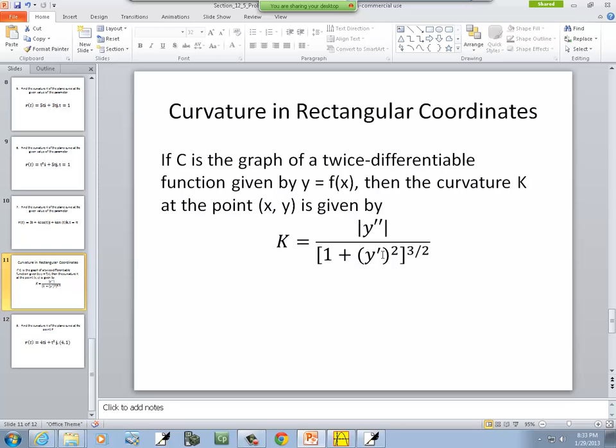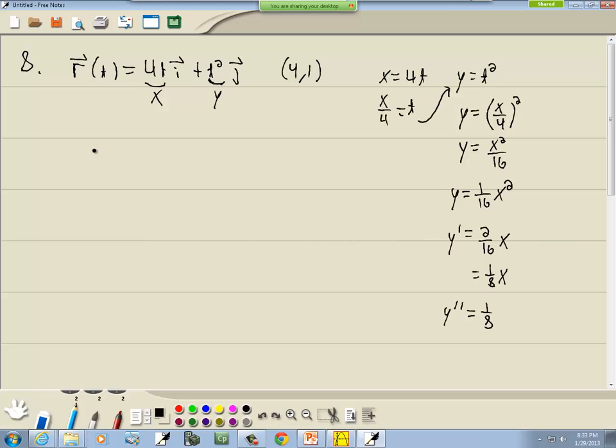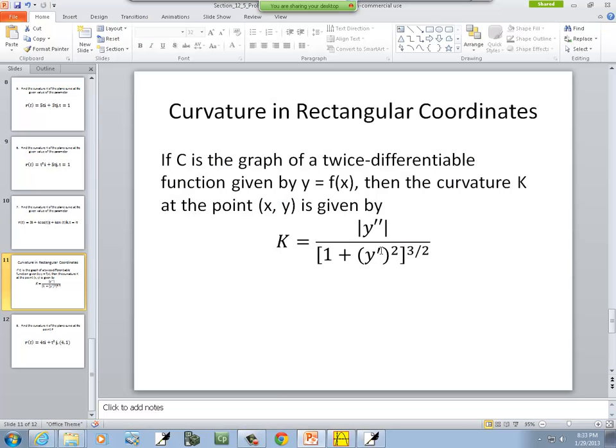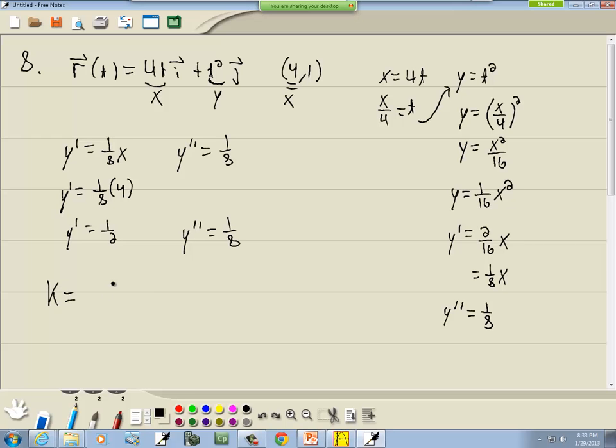Now specifically, though it doesn't say it here, when we find y prime is equal to 1/8 x, and y double prime is equal to 1/8, we want to plug the x part of our point in for the x. So then y prime will be equal to 1/8 times 4. So y prime is going to equal 1/2. Now there is no x here, so y double prime is just equal to 1/8. And now we're ready to plug it into our formula. So our curvature is going to equal the absolute value of the second derivative of y over 1 plus y prime squared, all of that raised to the 3/2 power.